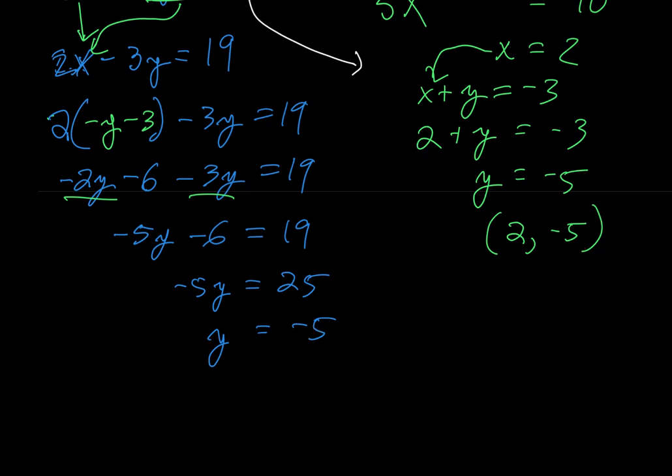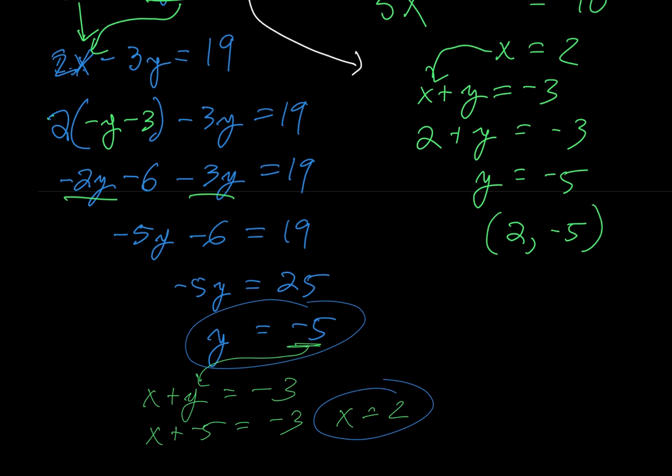Pick one of the equations. I like just the x plus y equals negative 3. This is y, substitute in there. X plus negative 5 equals negative 3. Add 5 to both sides. X is 2. So again, x is 2, y is negative 5, so the point is 2 comma negative 5 for x comma y. It's the same value, same thing. You can do either way.